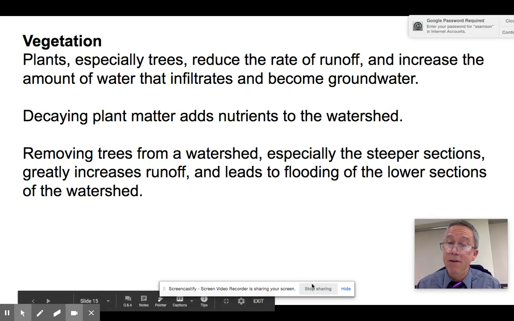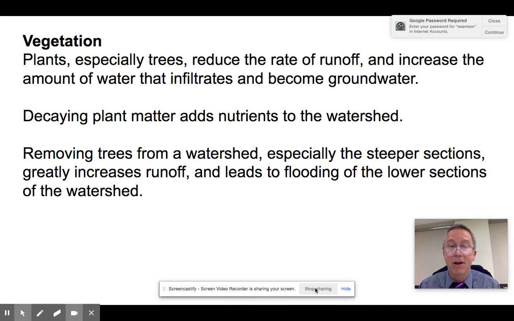Okay, well, that's it for watersheds. That's it for Unit 4. We're moving through this year just as fast as we're supposed to. We're staying on target. Good for us.